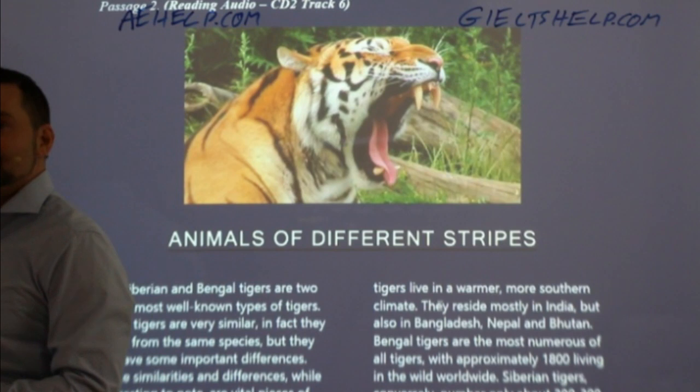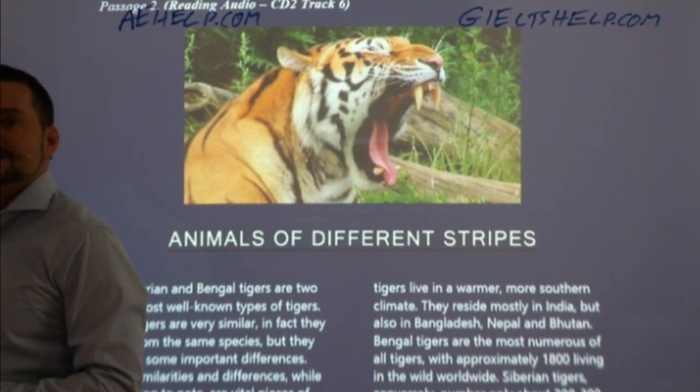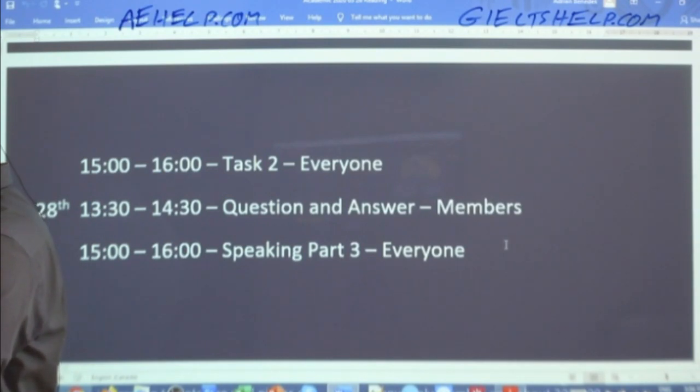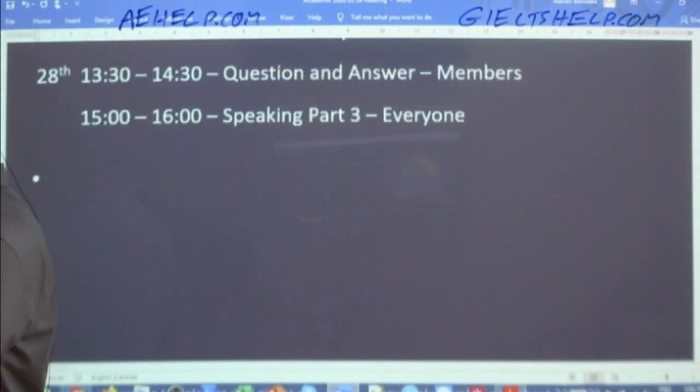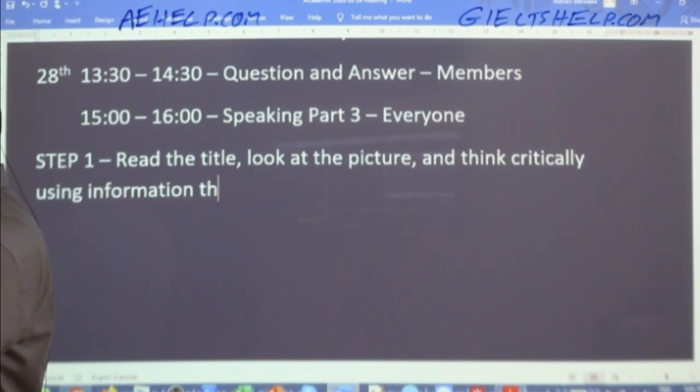So ask those critical questions. What is a tiger? I know that sounds like maybe a funny question, but it's an important one to do well on this passage. So always think critically. That's your first step. Okay? Step 1. Read the title. Look at the picture if there is one. And think critically using information that you know. Okay? The example is, what is a tiger?